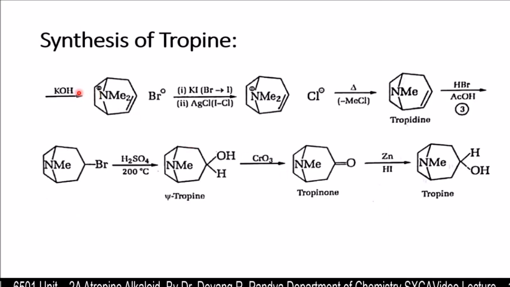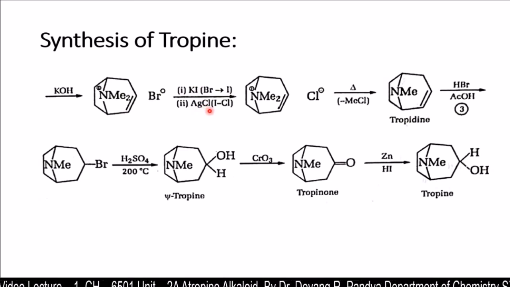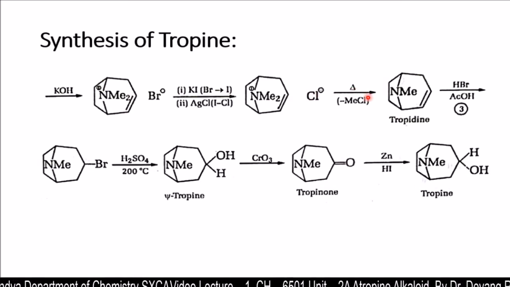That further reacted with potassium hydroxide will give us this N-methyl derivative, the bromide derivative. That is treated with potassium iodide followed by silver chloride. That means bromine is converted to the iodide derivative, the iodide is converted into the chloro derivative, and then when further heated, methyl chloride is going to be substituted and we're going to get tropidine.